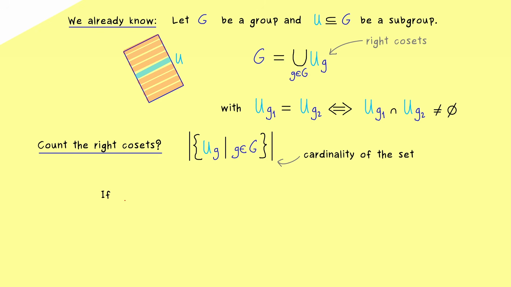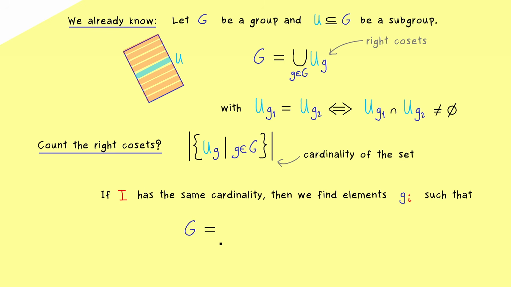In order to make it simpler, let's say we have a set capital I that has the same cardinality as this set. So it's an arbitrary index set which we can just use to put an index to the elements of G. And we don't need all the elements of G, we just need these ones that describe all the right cosets. And this implies that we can write G as a disjoint union now.